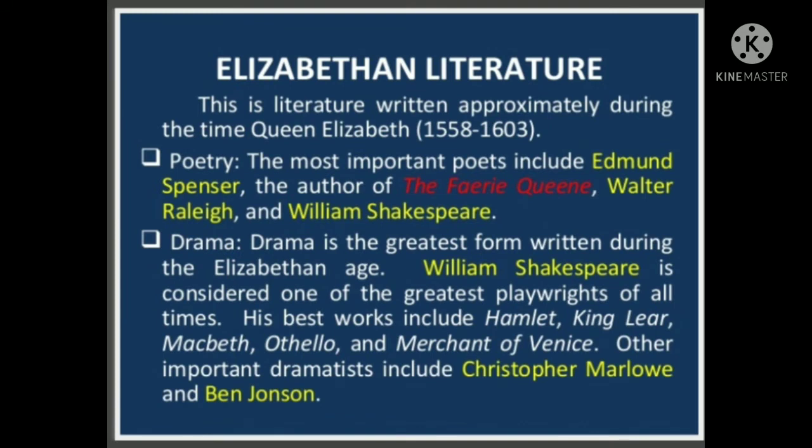Elizabethan literature. This is literature written approximately during the time of Queen Elizabeth, whose reign was between 1558 and 1603. In poetry, the most important poets include Edmund Spenser, the author of The Faerie Queene, Walter Raleigh, and William Shakespeare, who wrote plays. In this period, Elizabethan literature flourished in abundance.